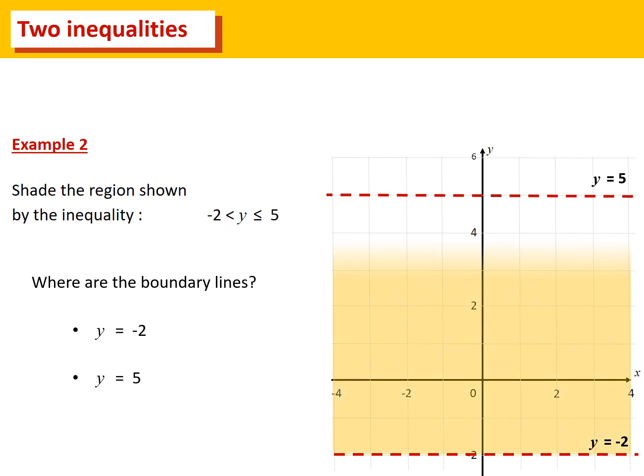There's just one last thing to think about, and that is the inequality at the top there. y isn't just less than 5, y could actually equal 5. And we demonstrate y equaling 5 by turning the broken line into a full line like that. Okay, so that's our region. Y is greater than -2, and at the same time, y is less than or equal to 5.